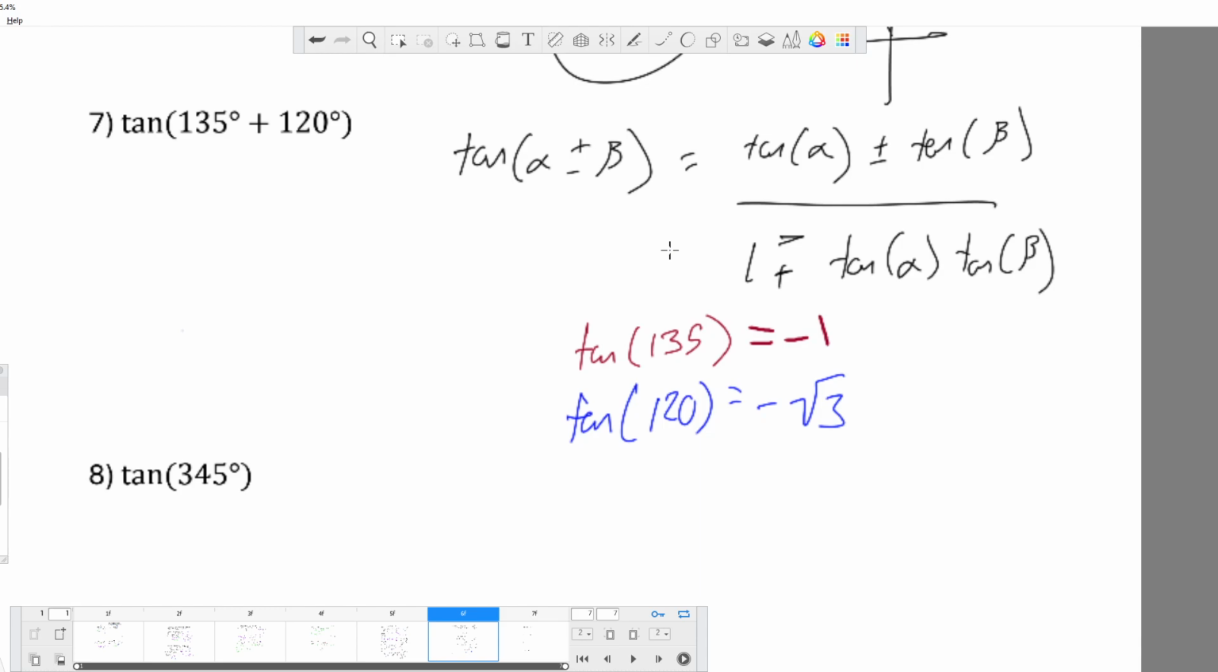So we know our tangent values. This one in red is my alpha. This one in blue is my beta. And we just go through and plug it all in. So on this top here we have -1 plus, because it's going to mimic the same sign, negative square root of 3 over 1 minus tangent of A, which was -1, times tangent of B.